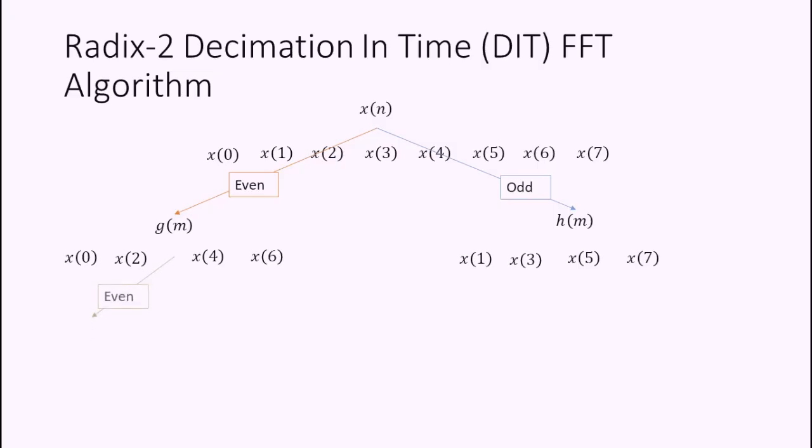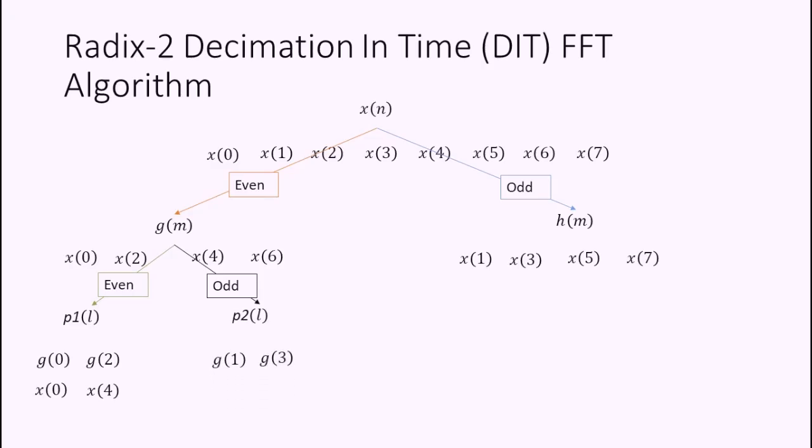Again, GM split into even and odd parts, and the even part named as P1L, and this one will be G0 and G2, where G0 is equal to x0 and G2 is equal to x4. This one G0 and this one G2. And the odd part named as P2L, G1 and G3. This one G1 and this one G3, so that x2 and x6.